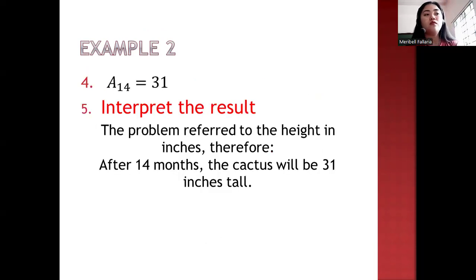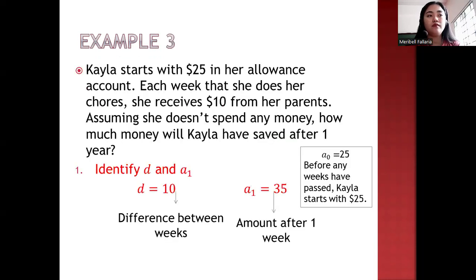So this is the perfect result. The problem refers to the height in inches. Therefore, after 4 months, the cactus will be 31 inches tall. Okay. Let's have another one. Example 3.